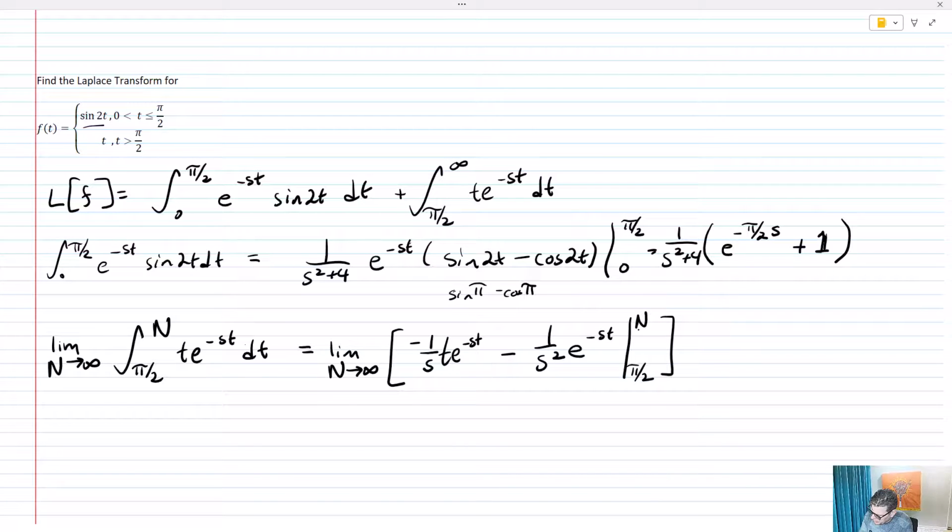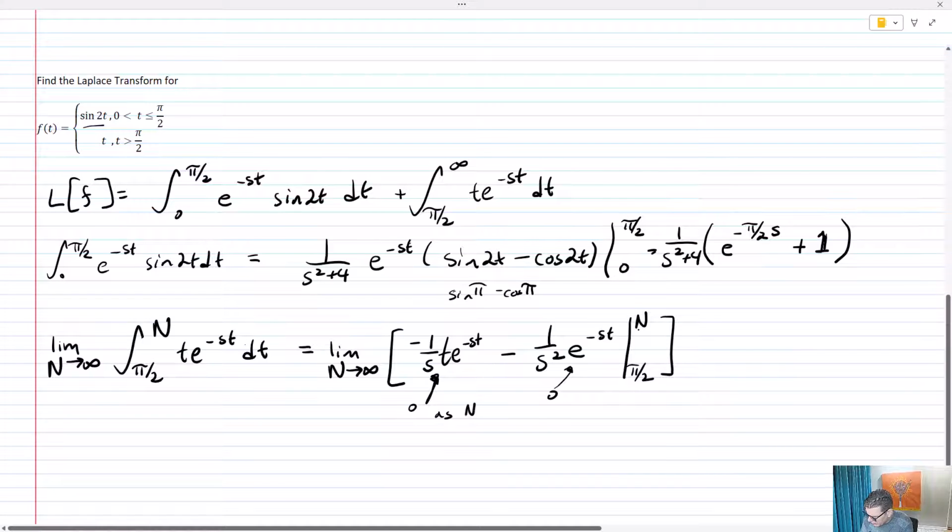What you'll see is that if we plug in the N, this first term is going to go to 0, because the e to the negative st is getting bigger than the t. You can use L'Hopital's if you really want to look at that. That's up to you. And this other part is also going to go to 0. So both are going to go to 0 as N goes to infinity. So the first part here is going to equal 0. And then we're going to subtract from that, and we'll plug in our pi over 2.